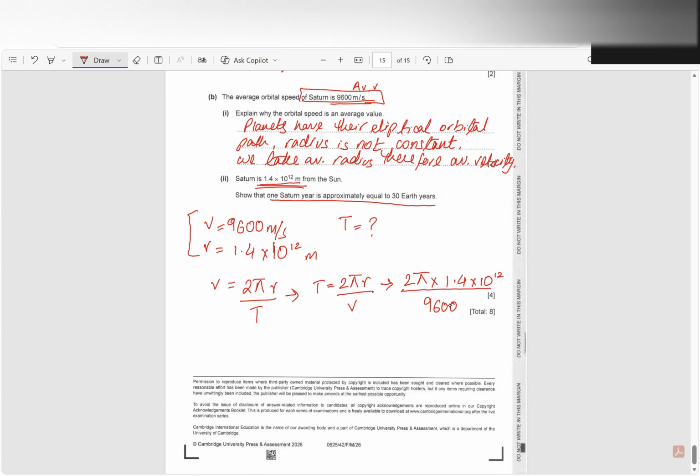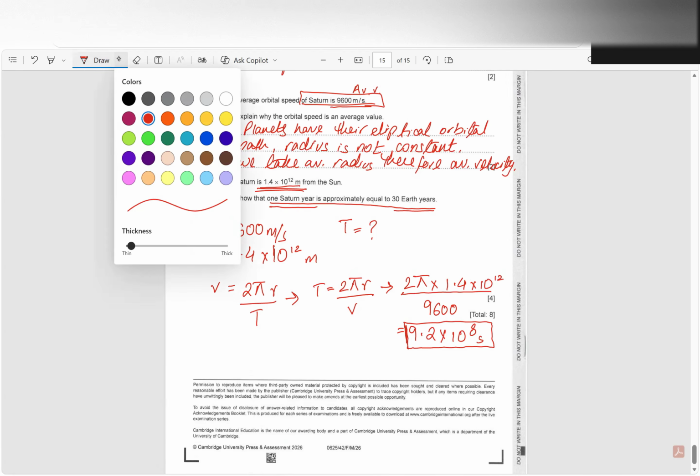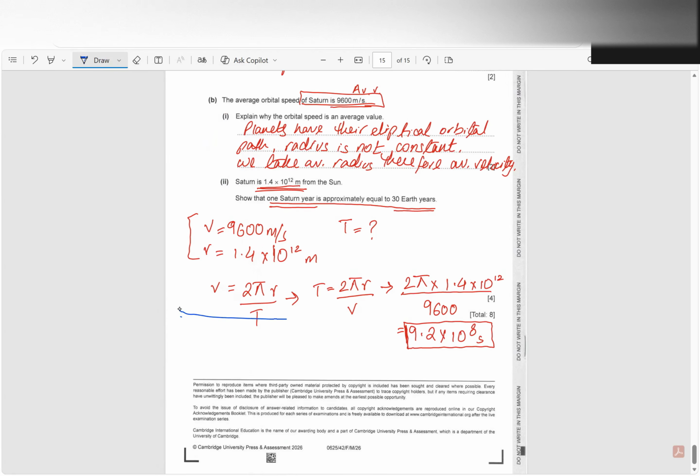So what exactly are we getting as the answer? We are getting an answer of 9.2 into 10 raised to power 8 seconds. All right, we got the time period, the time taken for Saturn to complete one orbit. But was this asked? The question said, show that one Saturn year is approximately equal to 30 Earth years. So we're going to keep it simple. Look here, guys.